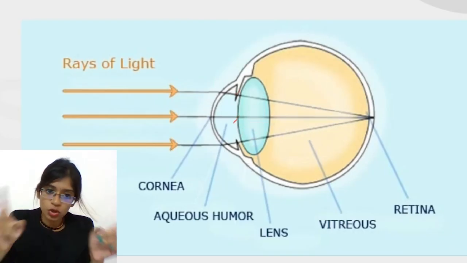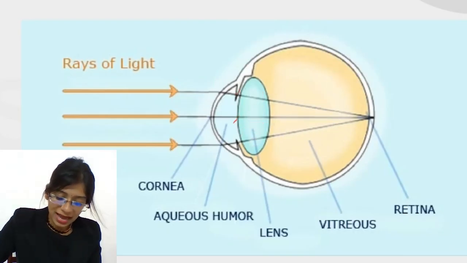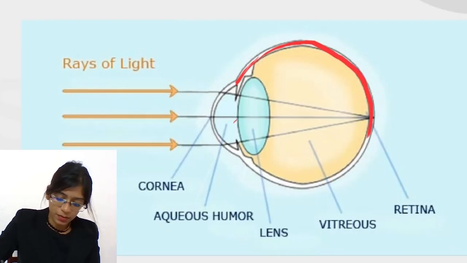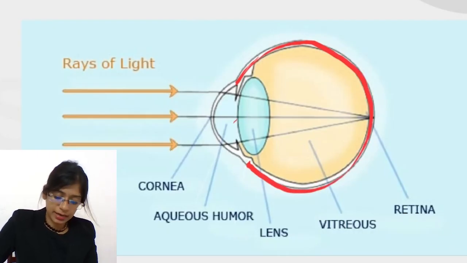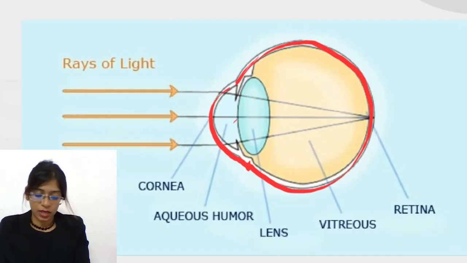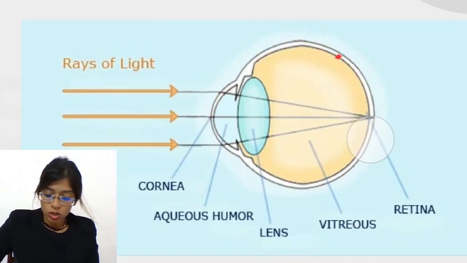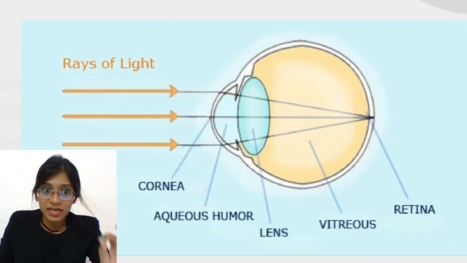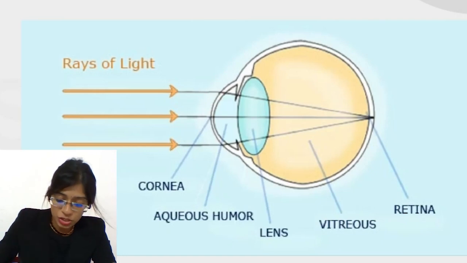Tell me the outer coats of the eye. We have, see, the outer coat, guys, the white part that you see, that is the sclera and the cornea, the outer coats of the eye. Now what about the middle coat of the eye? Middle region, it consists of iris.